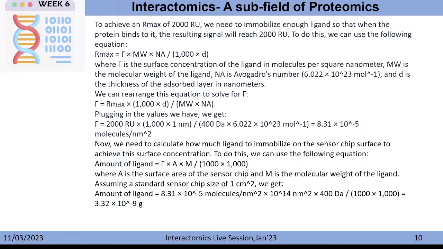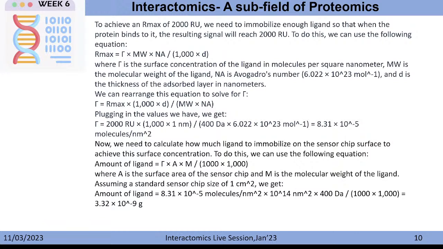To achieve an Rmax, we need to immobilize enough ligand so that when the protein binds to it, the resulting signal will reach 2000 RU. We can use the following equation: Rmax equals the surface concentration times molecular weight times N divided by 1000 times D. The surface concentration of the ligand is in molecules per square nanometer, molecular weight is the molecular weight, N is the Avogadro number, and D is the thickness of the adsorbed layer. After rearranging the equation, it is Rmax times 1000 times D divided by molecular weight times Avogadro's number.